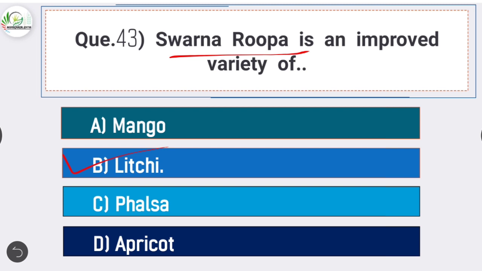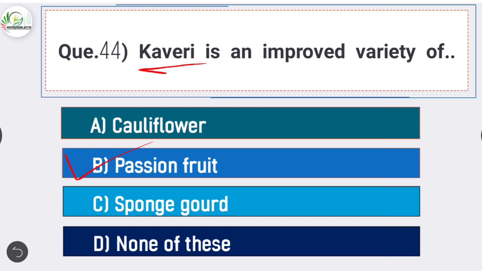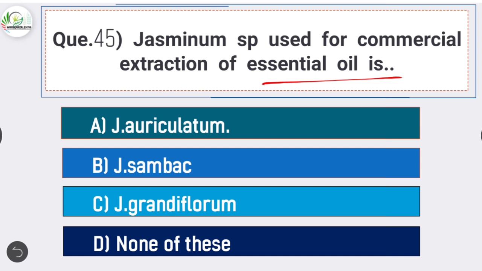Question number 44. Kaveri is an improved variety of? Answer is option B, passion fruit. Kaveri is an improved variety of passion fruit. Question number 45. Jasminum species, which is used for commercial extraction of essential oil, is? Answer is option A, Jasminum auriculatum. The Jasminum species, which is used for commercial extraction of essential oil, is Jasminum auriculatum.